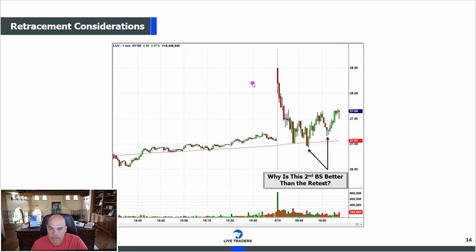Big gap up on LUV, pulls back, fails the buy setup, pulls back, gets really choppy, retests, bounces, pulls back, goes. Why is the second buy setup better than the retest? Why? Talk to me. There should be multiple reasons. Why is the second buy setup, this one right there on my cursor, better than this one over here?